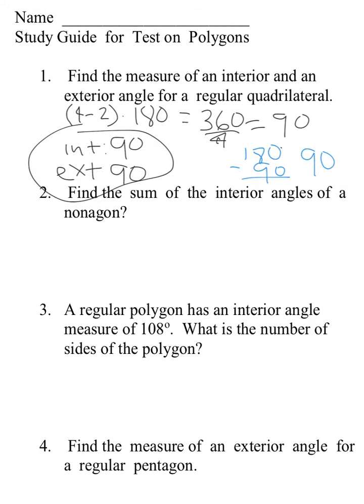All right, number 2, find the sum of interior angles for a nonagon. Well, we just used the formula, so n minus 2 times 180. Nonagon is 9, good. 9 minus 2, times 180. What is 7 times 180? 1,260. Yes.